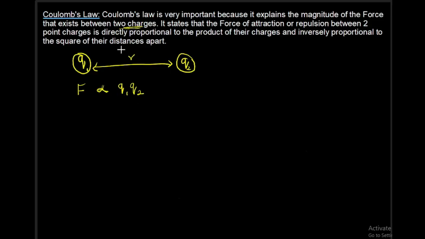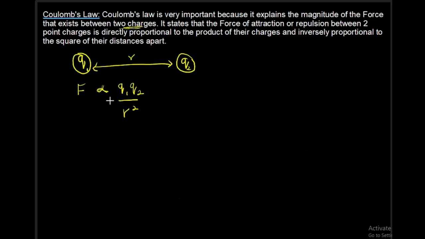The distance between them is r. So, inversely proportional to the square of their distances apart. R is the distance, so we square it. So this is Coulomb's law: the force of attraction is directly proportional to the product of the charges and inversely proportional to the square of the distance apart. This is the mathematical expression for Coulomb's law.